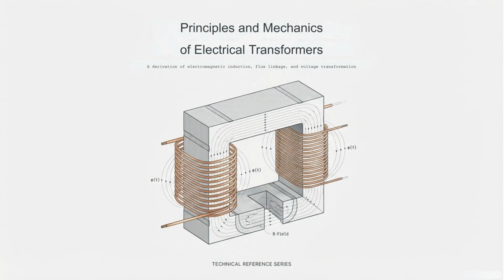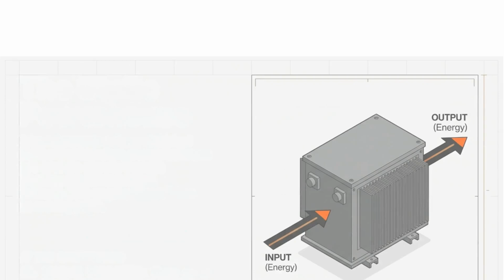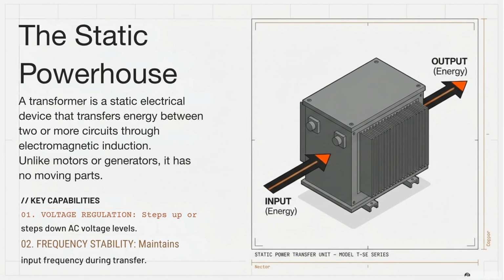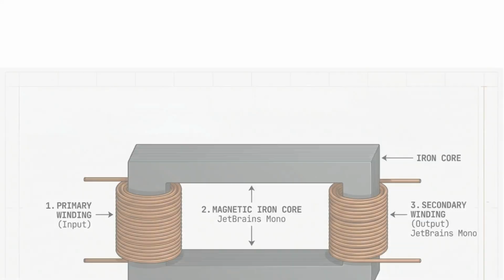Welcome to this video on the principles and mechanics of electrical transformers. We will derive the concepts of electromagnetic induction, flux linkage, and voltage transformation. A transformer is a static electrical device that transfers energy between circuits through electromagnetic induction. It has no moving parts. Key capabilities include stepping up or down AC voltage levels and maintaining frequency stability.